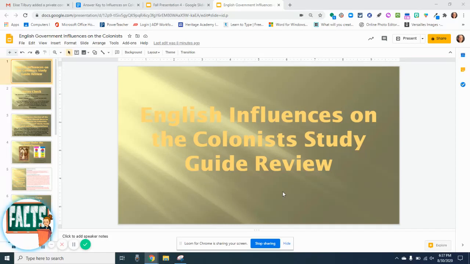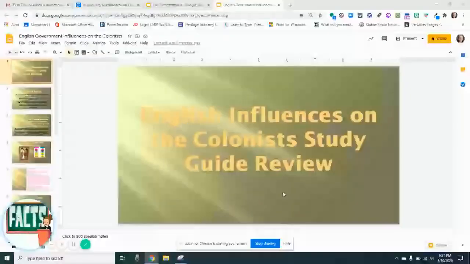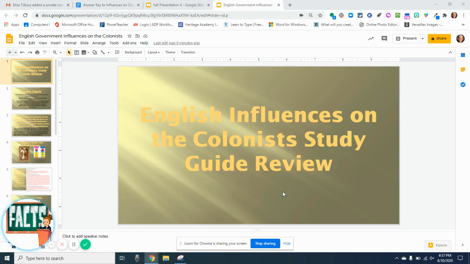So this presentation goes over the study guide that you completed last week. I want to make sure that you have the correct information. So this is the English influences on the Colonists study guide review.